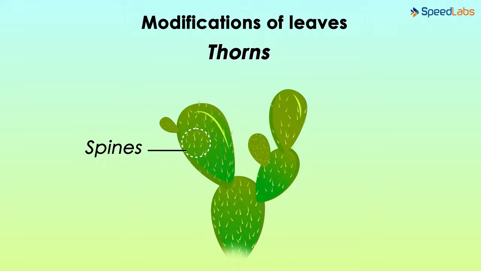Now, tell me one thing. Why are these leaves modified? Is there any specific purpose? The modification helps in lowering the rate of transpiration.